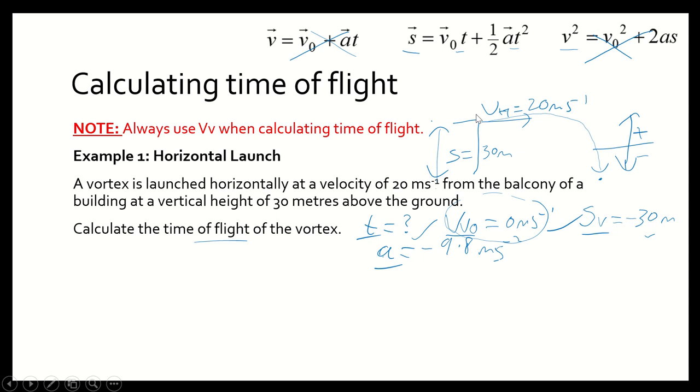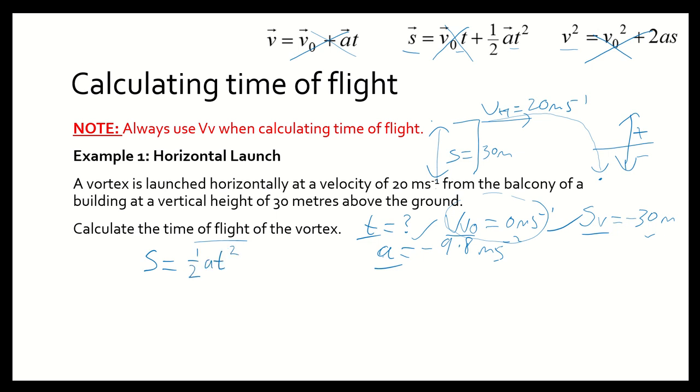Initially it has a vertical velocity of 0. Its acceleration in the vertical direction is negative 9.8. The displacement is 30 meters. Remember, it doesn't matter if it's launched horizontally. The vertical component is solely responsible for how long it's going to take to get to the ground. So we can use this equation, but to make it easier to rearrange, the initial velocity is 0, so we're left with s equals a half a t squared.